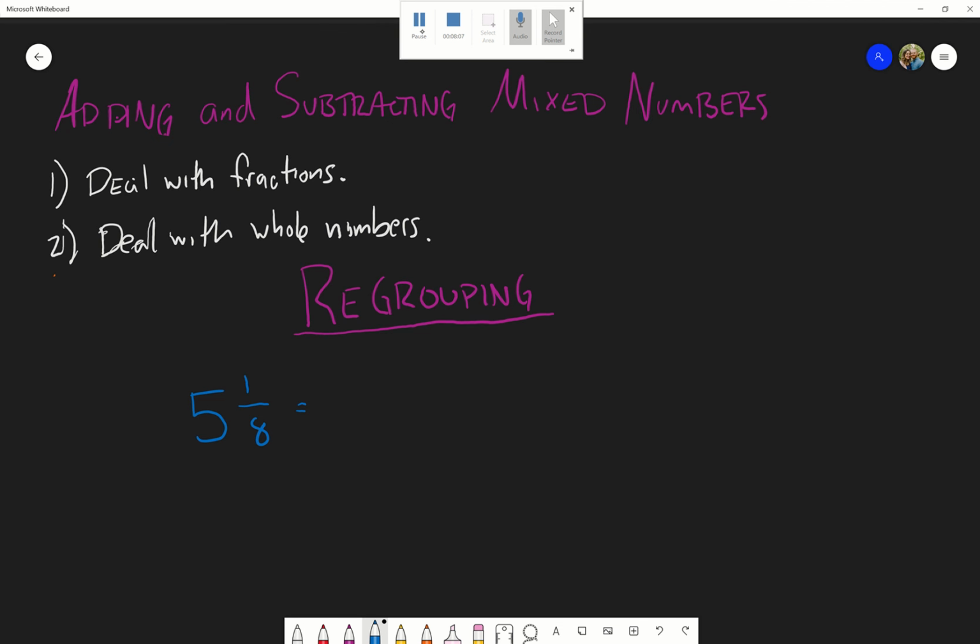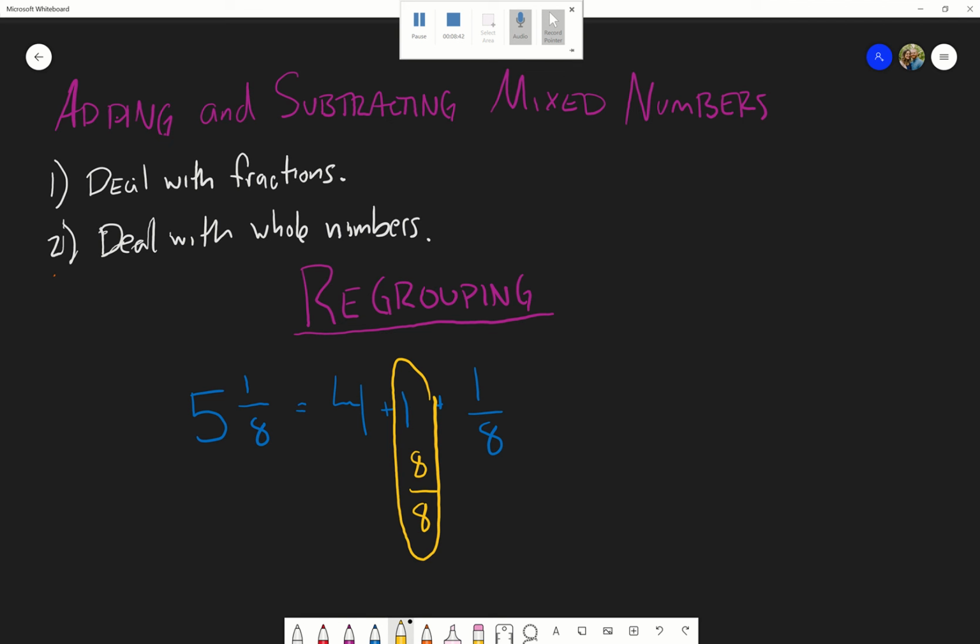So 5 is the same thing as 4 plus 1. We all understand that, yes? And then this 1/8 is added in here as well. So 4 plus 1 plus 1/8 would equal 5 and 1/8. Yes, because 4 plus 1 is 5, and then this 1/8 just gives us the 1/8. But what we can think about is this 1 right here is actually the same thing as 8/8. Right? 1 is just 8/8.